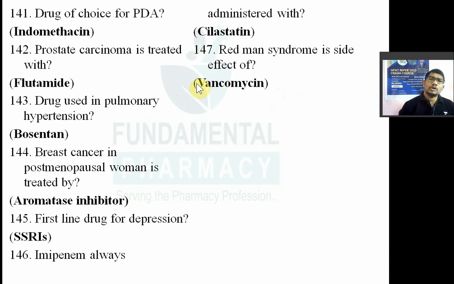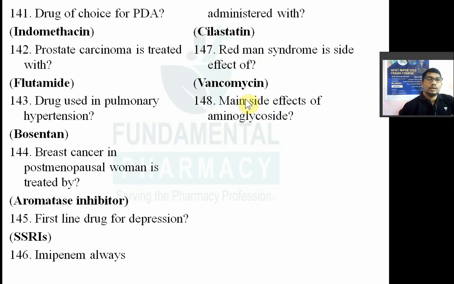Because after intravenous injection of vancomycin, whenever vancomycin is given intravenously, it releases histamine. So it is a potent histamine releaser. Because of the histamine release, there is local erythema, redness in the body. That causes red man syndrome. Due to release of histamine by vancomycin, red man syndrome occurs. Red man syndrome is an adverse effect of vancomycin.